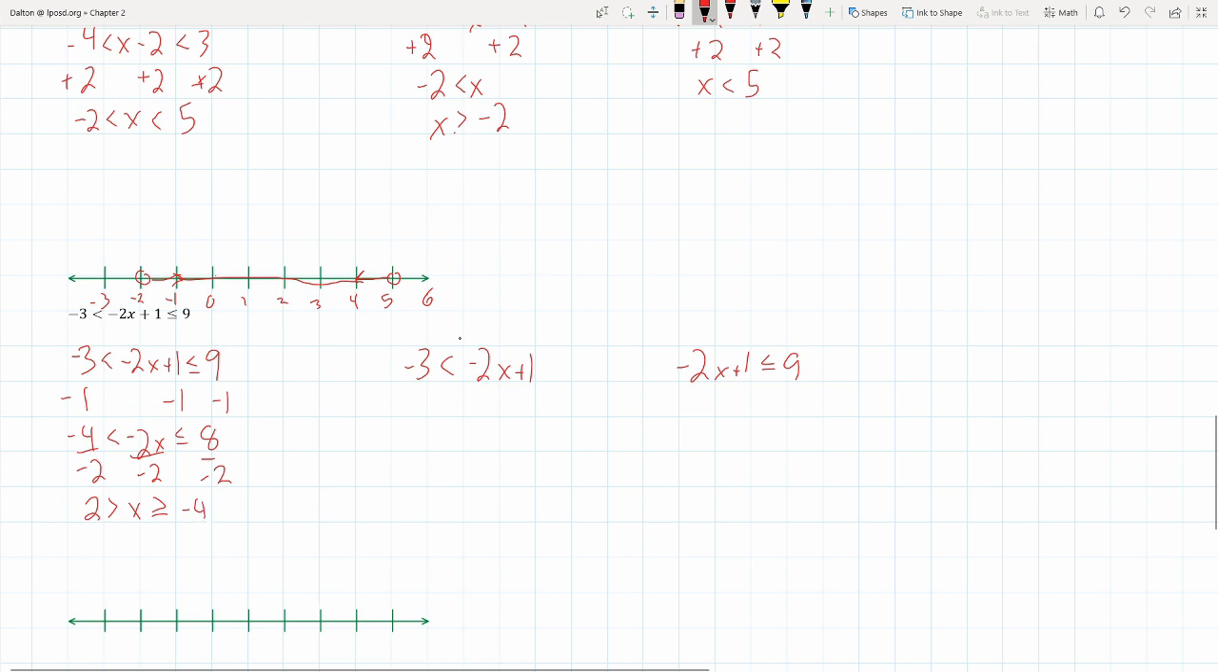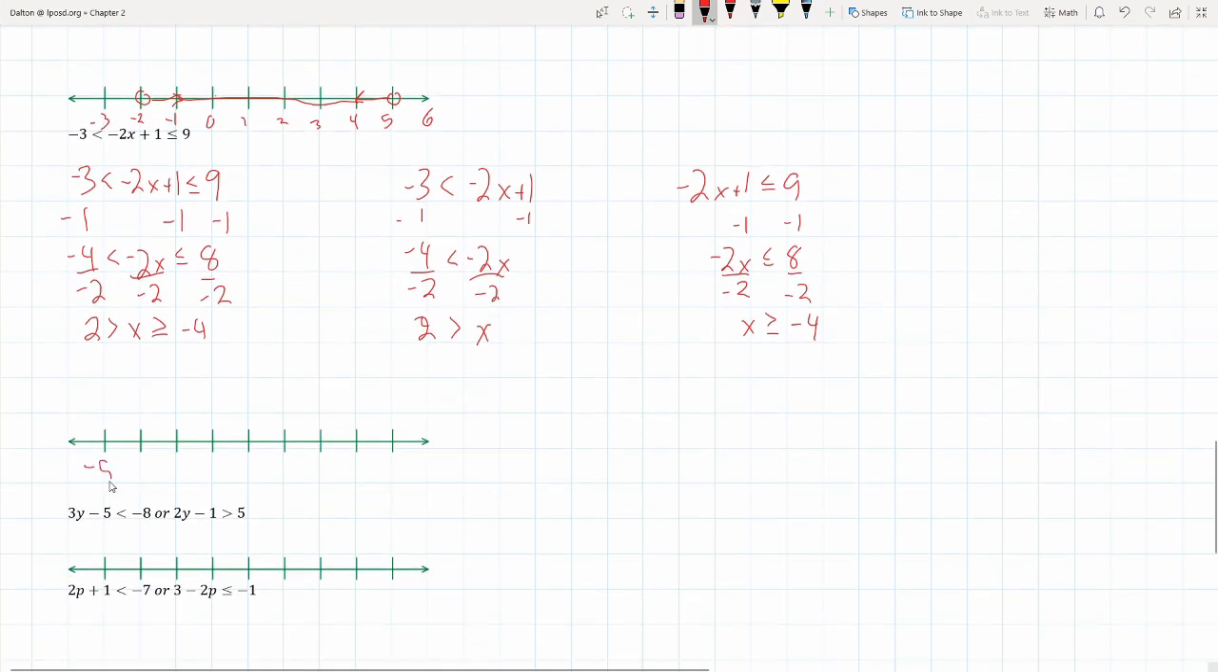This might be one where I come and double check it just to make sure I didn't mess anything up. So subtract 1, I get negative 4 less than negative 2x. Divide by negative 2, I get 2, switch my sign, x. Do everything the same over here. Subtract 1, subtract 1. Negative 2x is less than or equal to 8. Divide by negative 2. X, switch the sign, is greater than or equal to negative 4. All right, I did it right. Cool.